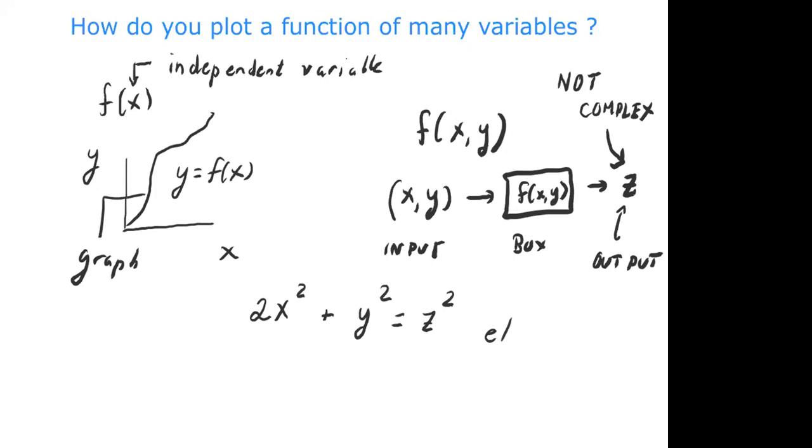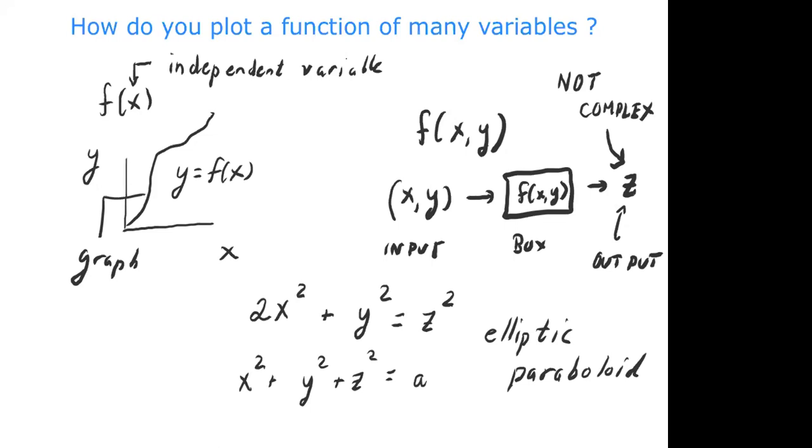This is really an elliptic paraboloid. If you don't know what that is, that's fine. Wait for problem set 4. And here's an equation of a function of 3 independent variables. But you know what this is. This is just the surface of a sphere, where A is a constant.